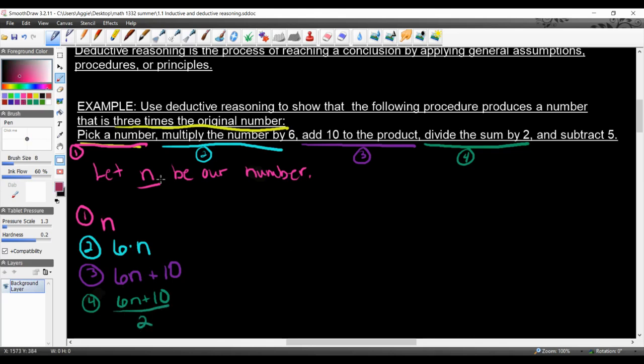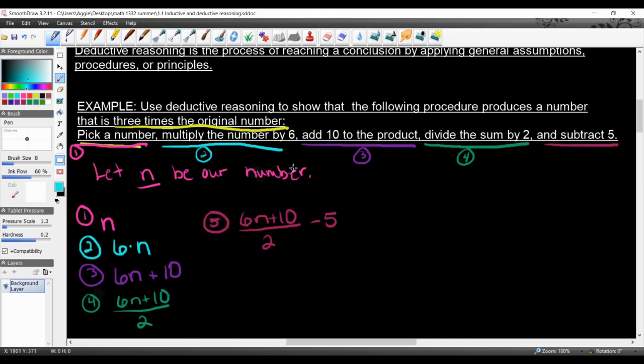Okay, and the last step, number 5, is to subtract 5. So I'm going to take all this, 6n plus 10 divided by 2, and subtract 5. Just really quickly, I'm going to recap this. I started off with number 1, which is to pick the number, and we let that number be equal to n. We multiply that number by 6, step number 2. We add 10 to the product, so we add 10 to that 6n. Divide the sum by 2, so divide all this by 2. And finally, subtract 5. So if you look at it visually, you're just putting another operation on each step, okay?